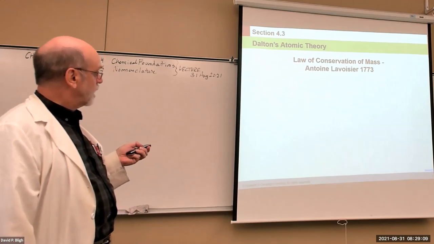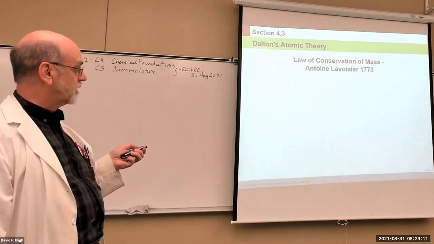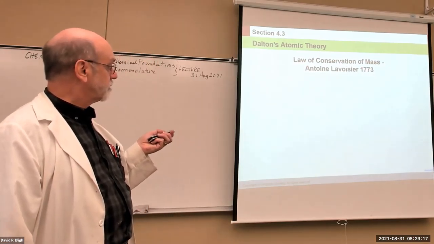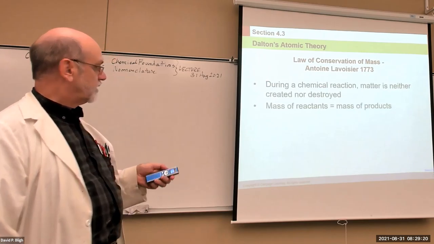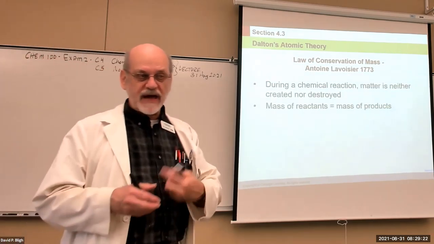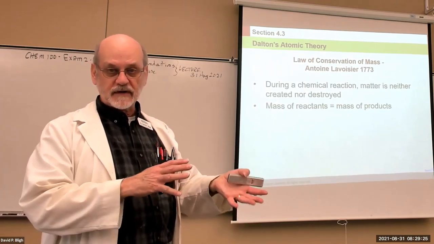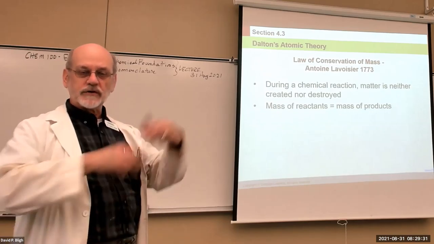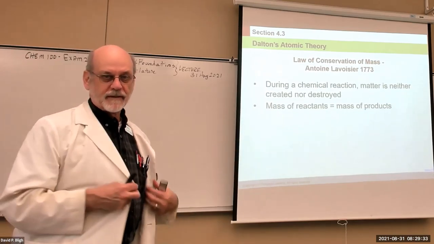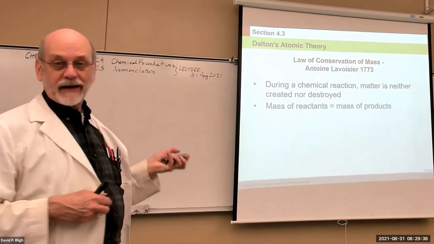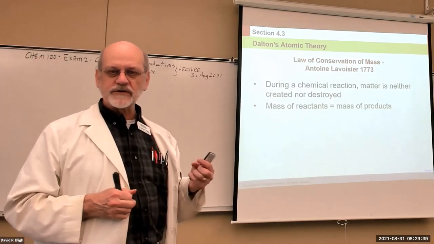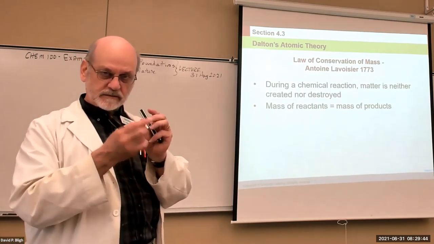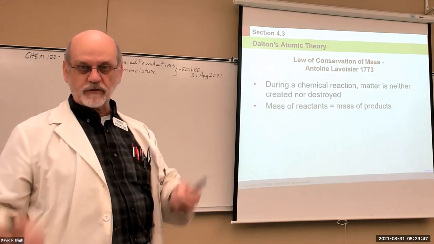So the first one of significance was the law of conservation of mass. And it was proposed by Lavoisier in the late 18th century. It simply says that during a chemical reaction, matter is not created and it's not destroyed. In other words, in our modern terms, we would say the mass of the reactants is equal to the mass of the products. But Lavoisier didn't know why. He had no clue. All they knew in those days was just mass of elements. They didn't know about individual particles, atoms, molecules, and so forth.